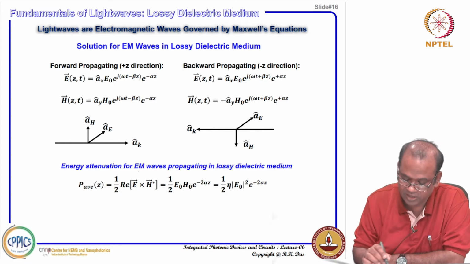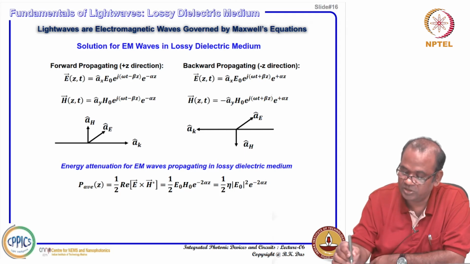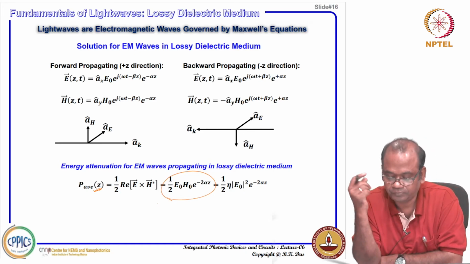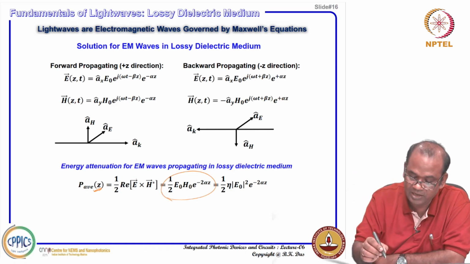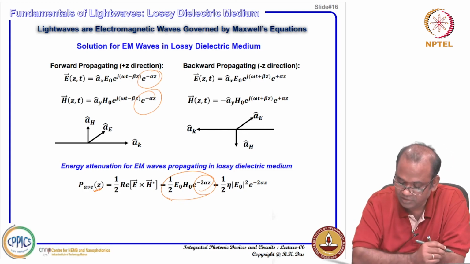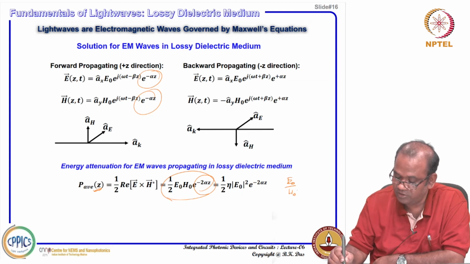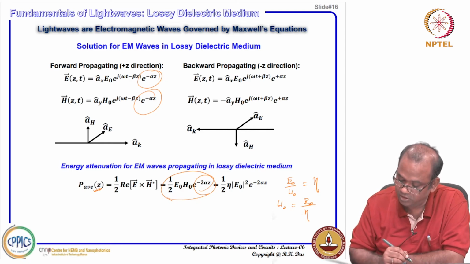Okay. And again, if you just try to find the energy flow, the same way, P average equals E cross H, in the Z direction because it is Z direction propagation. Then you find an interesting formula, because in E you have e to the power minus alpha Z, and in H also you have minus alpha Z. If you multiply, you get minus 2 alpha Z. And you know that E naught by H naught equals eta, right. So H naught I can represent as E naught by eta.